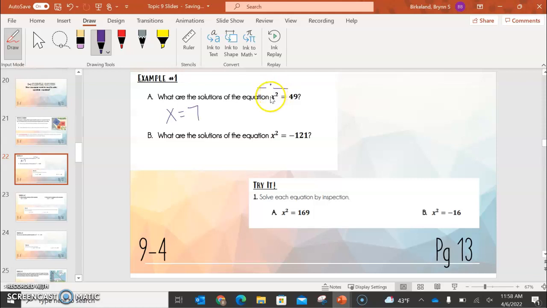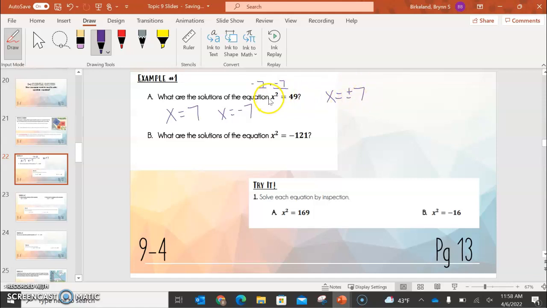We don't divide by 2, which is a common mistake. But we also have to remember a negative 7 times a negative 7 would make 49. So we could say x equals 7 or x equals negative 7. Sometimes we can write that as x equals plus or minus 7.